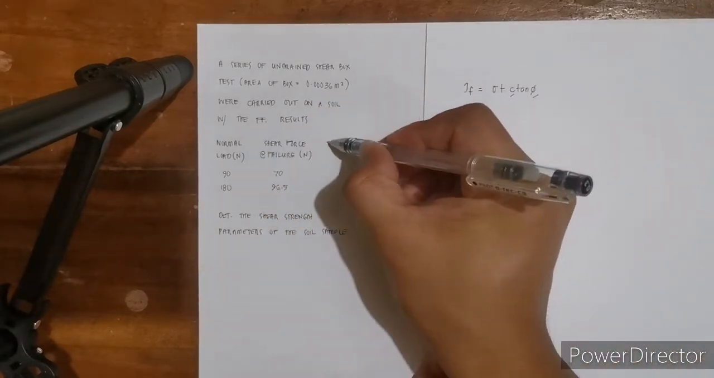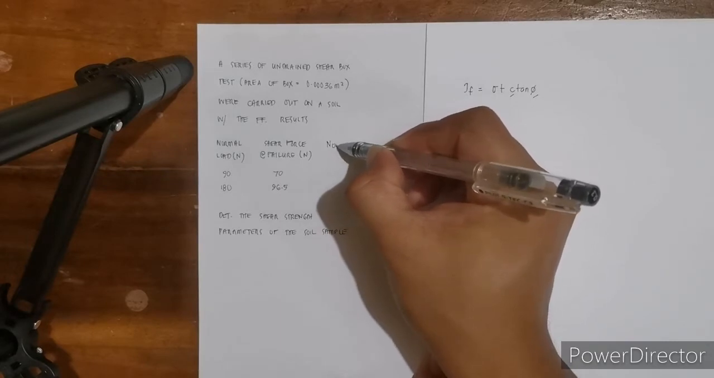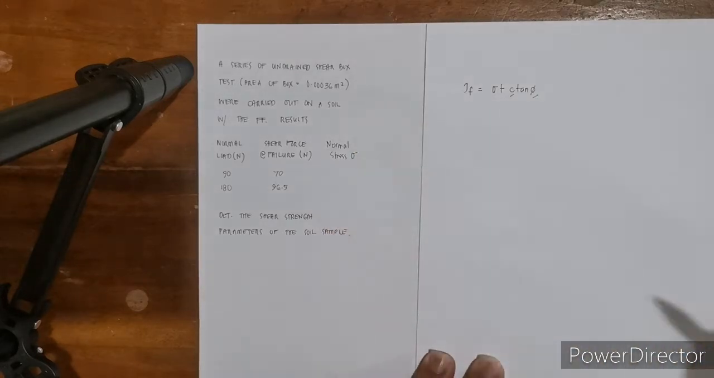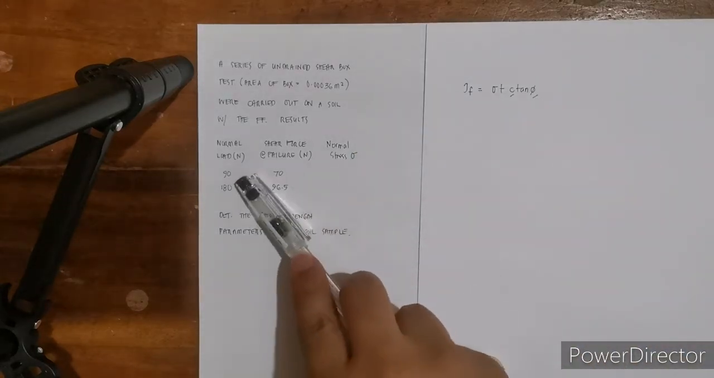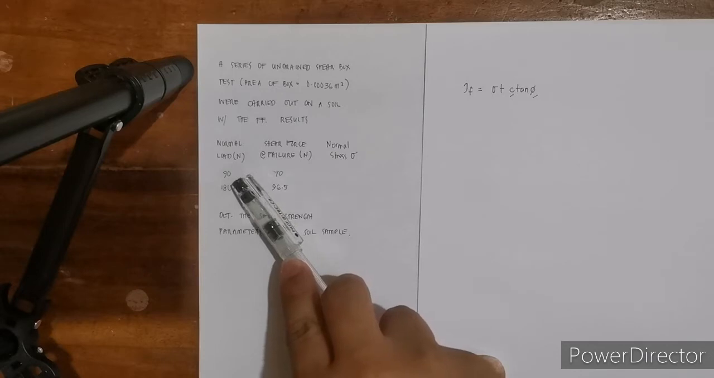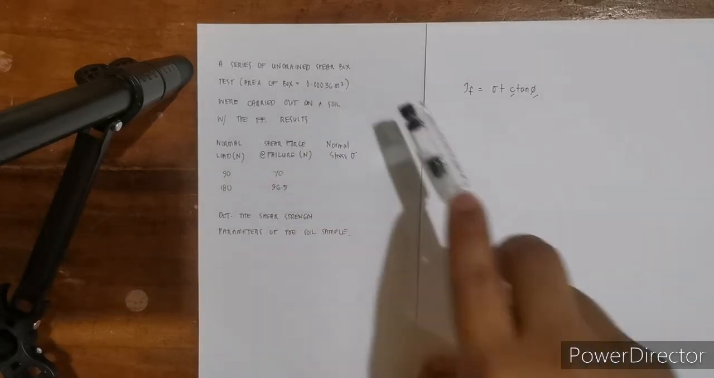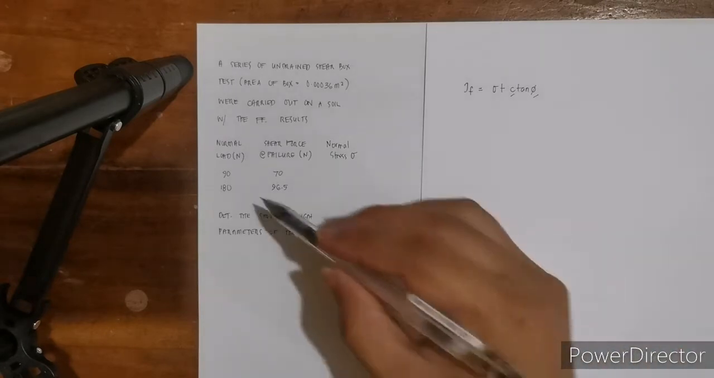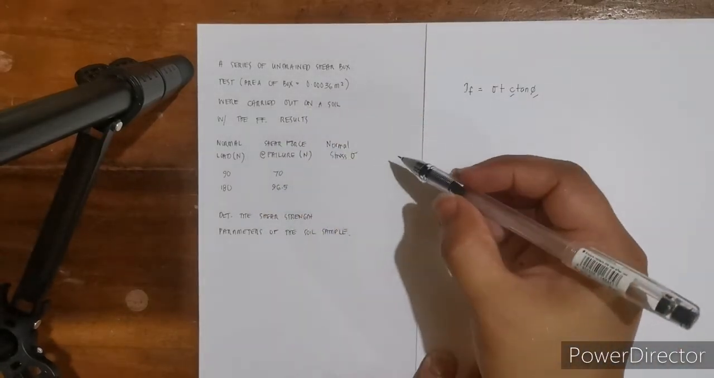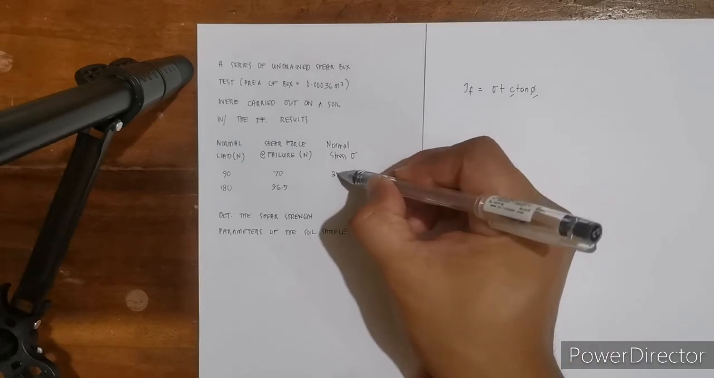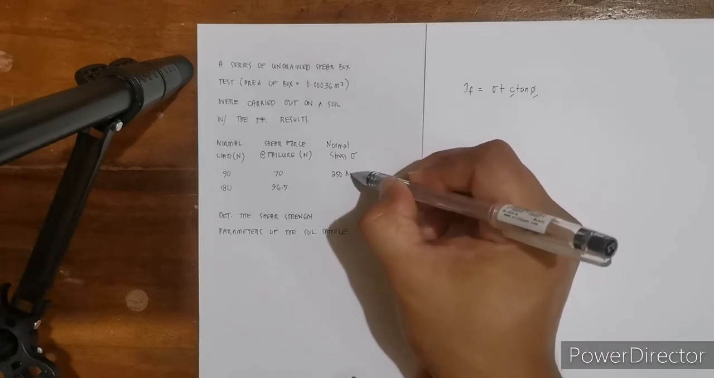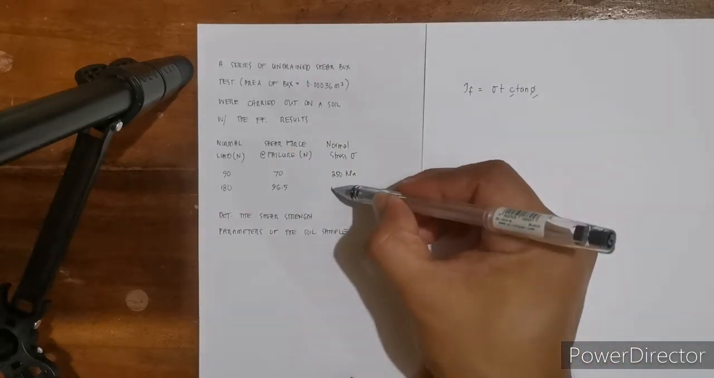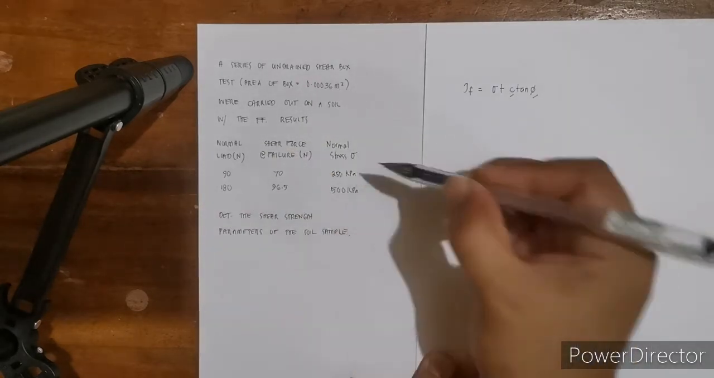Since may normal load tayo, we can get the value of normal stress. So, i-divide lang natin mismo yung ating normal load by the area of the box, which is 0.00036. So, 90 divided by the area, that is equivalent to 250 kilopascal. 180 divided by the area, that is 500 kilopascal.